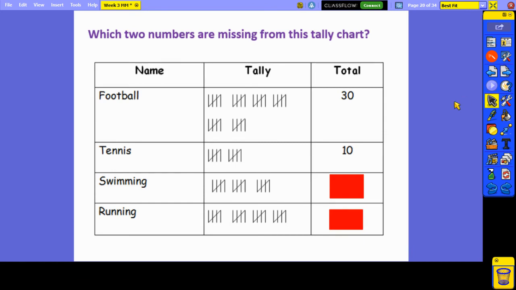We did these just before half term. I've got a tally, and people have obviously been asked about their favourite sport. Football, tennis, swimming, or running. Somebody has collected the tally, but they haven't written down all the totals. 30 people like football, 10 people like tennis. Can you please tell me how many people like swimming and how many people like running? Use the tallies to work it out. Pause the video while you write it down.